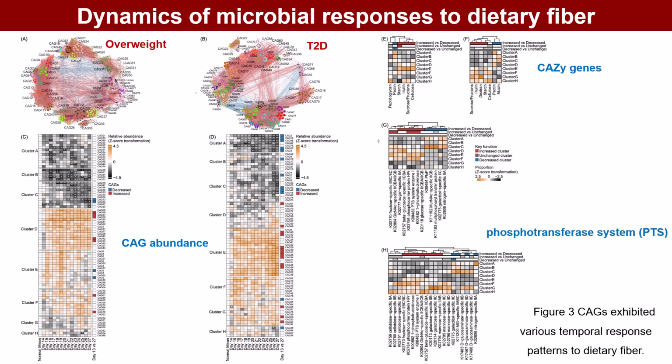Functional gene analysis showed that CAGs sharing similar abundance trends also exhibited consistent functional traits related to carbohydrate metabolism and transport, aligning with their taxonomic similarities. Similar results were also observed in the T2D group.